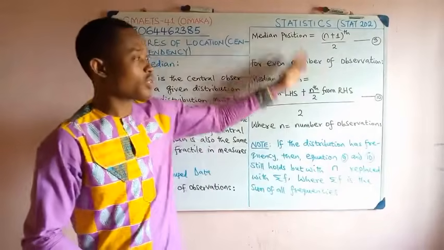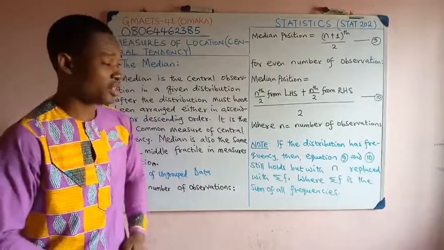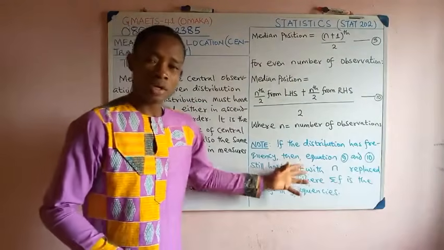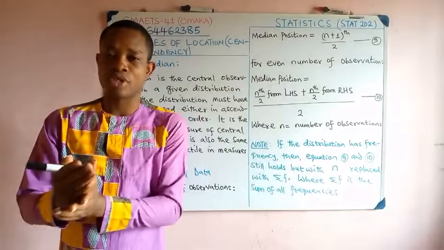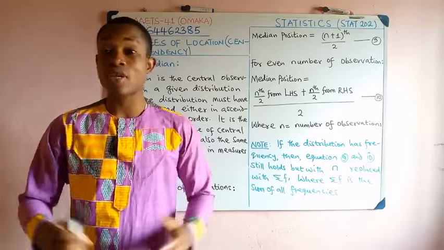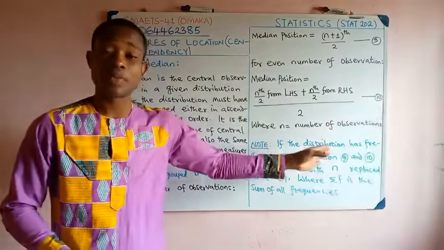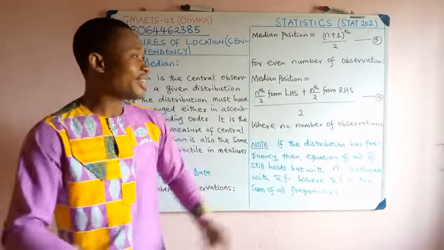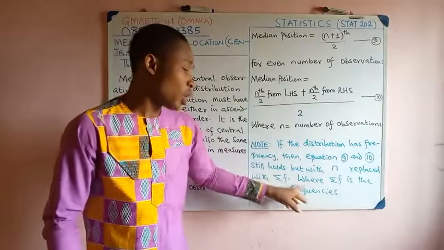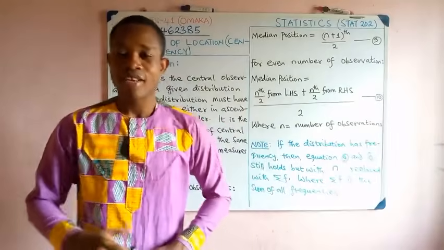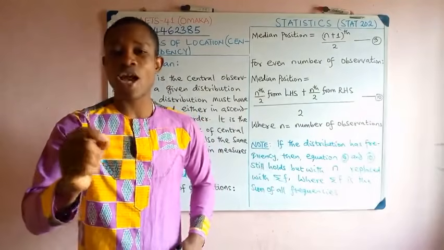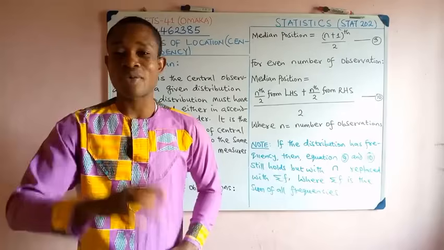When we solve questions, we're going to see how we apply this equation 9 and 10. Note, there are certain distributions that are still ungrouped, but they come with frequency. In such case, this idea is also used to obtain our median. Only that the n is now replaced with summation f, that is summation of frequencies. In the next video, we're going to take questions to see how we use this formula to obtain our median.